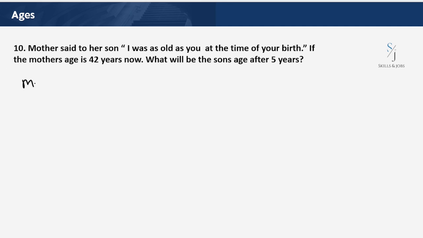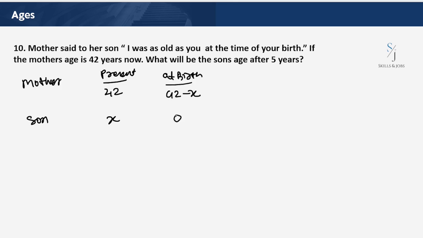So the mother's age is given. Mother's present age is 42 years. Let us take the son's present age as X. Now read the second part of the question. I was as old as you at the time of your birth. The mother's age was equivalent to the age of the son. So what is going to be the mother's age X years ago, at the time of birth? It is going to be 42 minus X. Okay. And what is going to be the son's age at the time of birth? It is going to be 0.